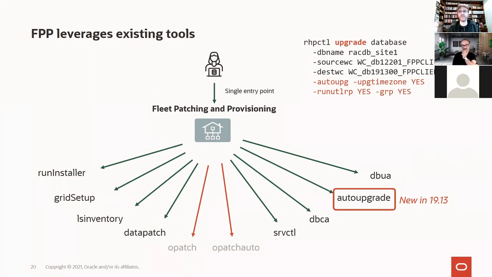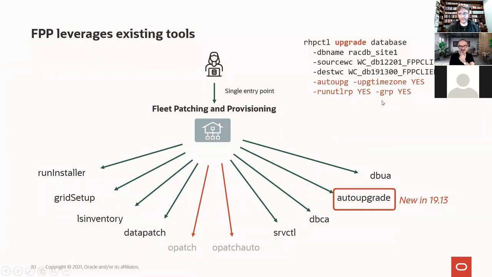So if you want to do an upgrade with AutoUpgrade, you just do rhpctl upgrade database, with the database name, source Oracle home, destination Oracle home, and AutoUpgrade. Then you can specify three additional parameters for the moment. If you want to upgrade the time zone, yes or no. If you want to run utlrp, yes or no, because that might require some time, and some customers prefer to speed up this process by not recompiling during the upgrade process. Mike will explain it better later. And if you want to create a guaranteed restore point, yes or no.